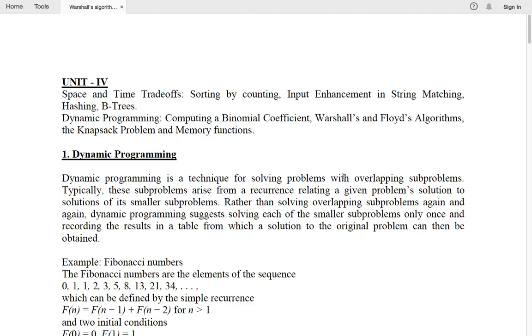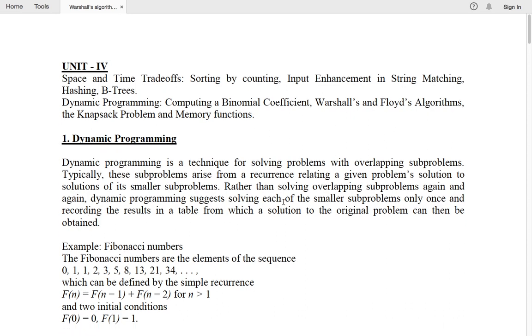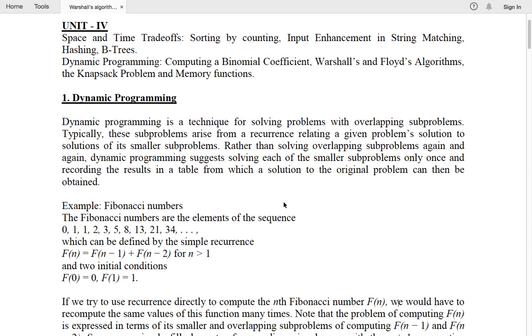Unit 4, there are two topics, space and time trade-offs and dynamic programming. In this session, we look at dynamic programming, what is dynamic programming, and Warshall's algorithm. Now, dynamic programming in simple terms is a technique where you solve problems which have overlapping subproblems.